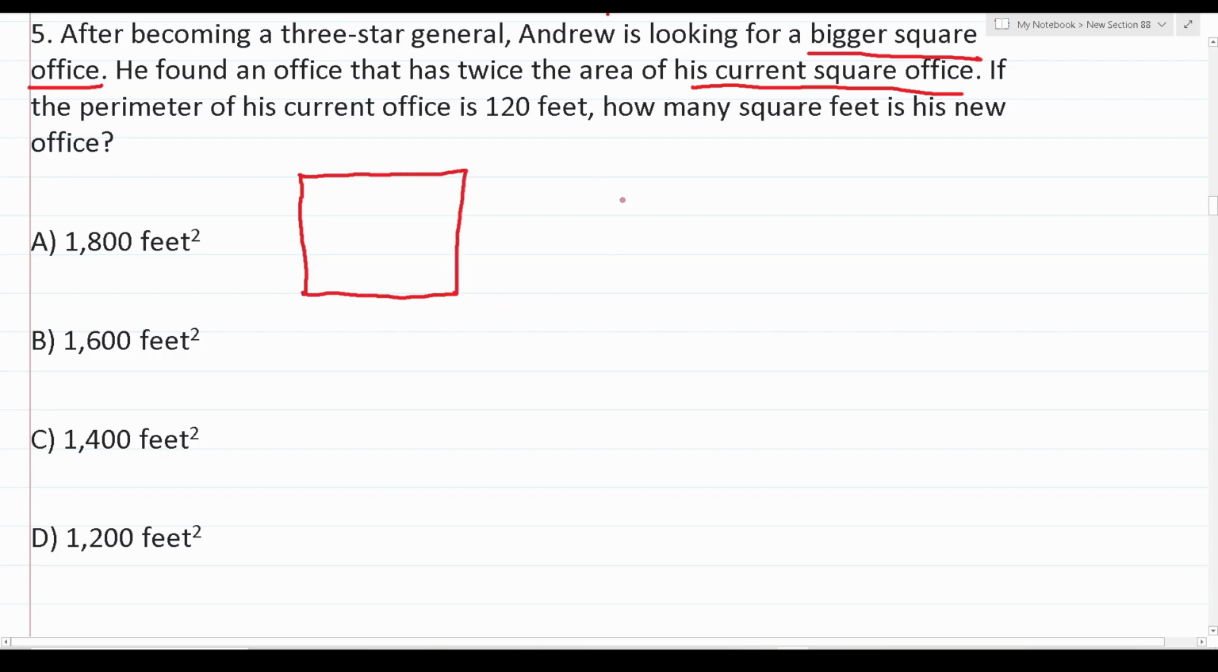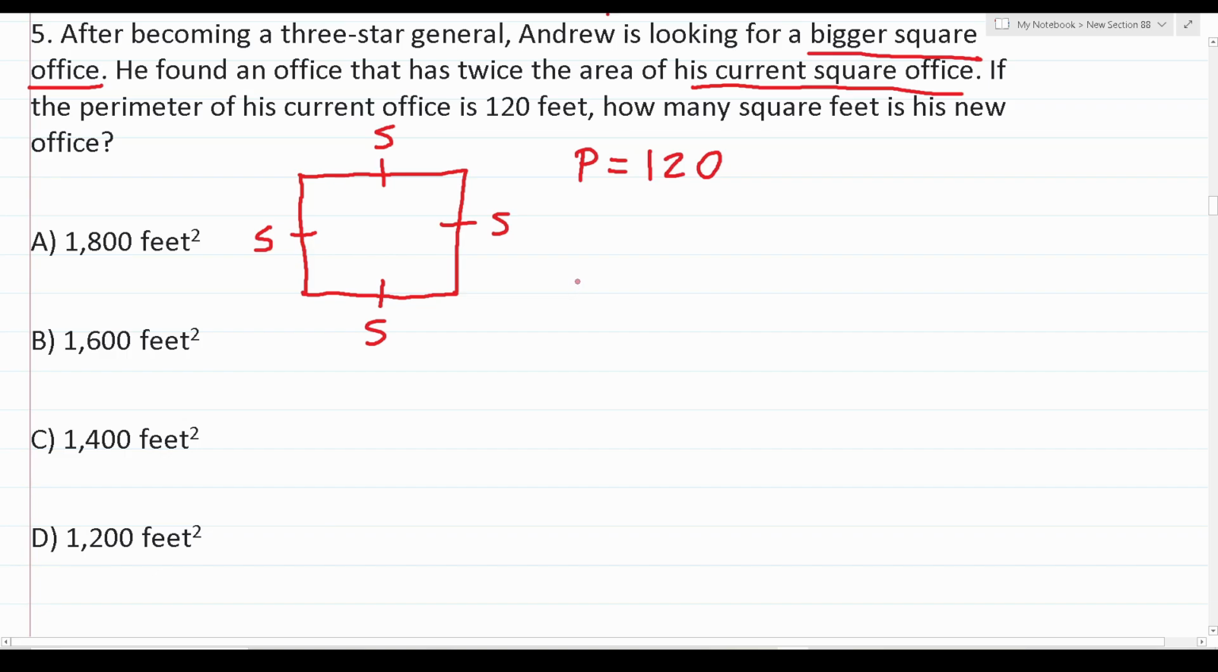All right. And in addition, we know the perimeter of his current office is 120 feet. So we'll say P for perimeter equals 120. Well, what do we know about squares? In squares, all the sides are equal. So that side's equal to that side's equal to that side, and that side's equal to that side. So if I let this side be S, that means this side's S, and this side's S.